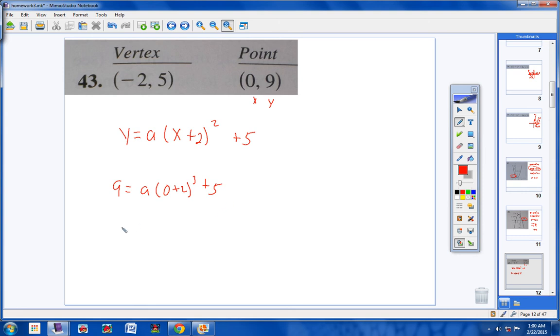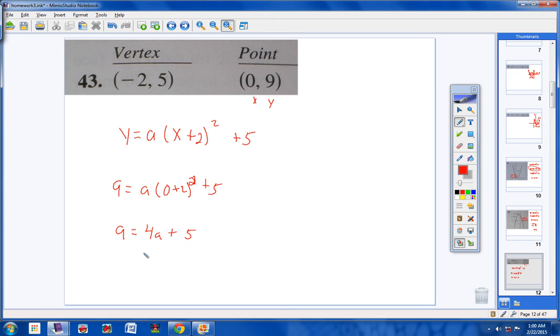And here we go. Let's see, we're going to add these two, and then square it, and then multiply it times a. So 0 plus 2 is 2. When you square the 2, you get 4. So 4a. 4a plus 5.